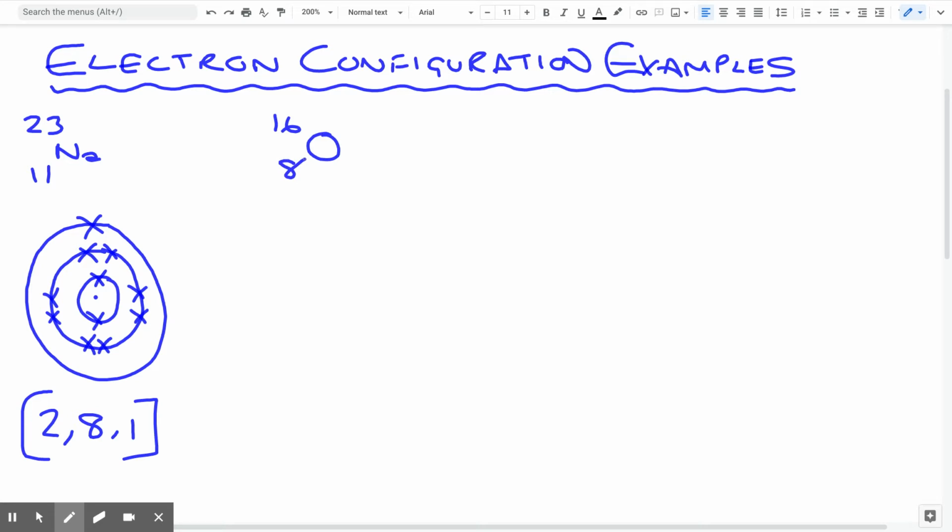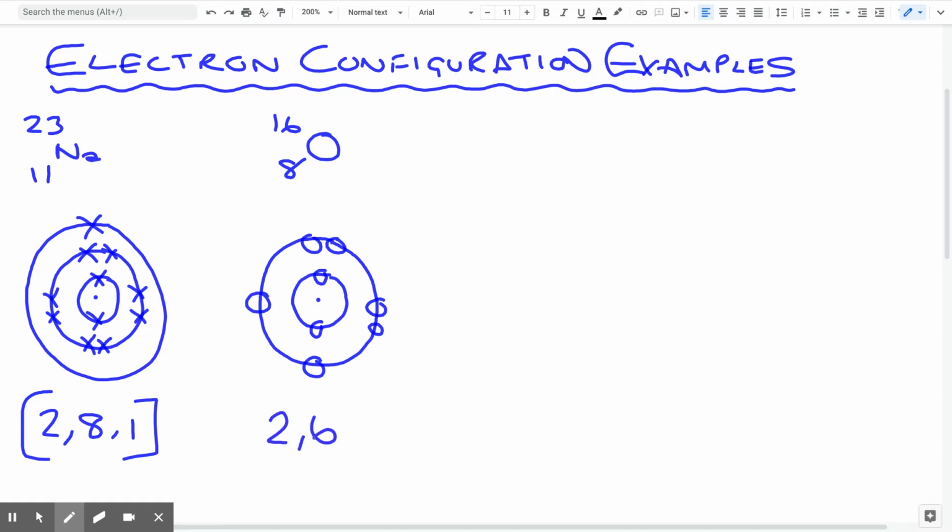We have obviously the lower number, the proton number, telling us the number of protons, and then subsequently the number of electrons. So we have 8 electrons. We can fill up the first shell with 2 electrons, and that just gives us 6 electrons, which doesn't exceed the capacity of the second shell. And so we can place all of those 6 electrons into that second shell, giving us a 2,6 configuration.